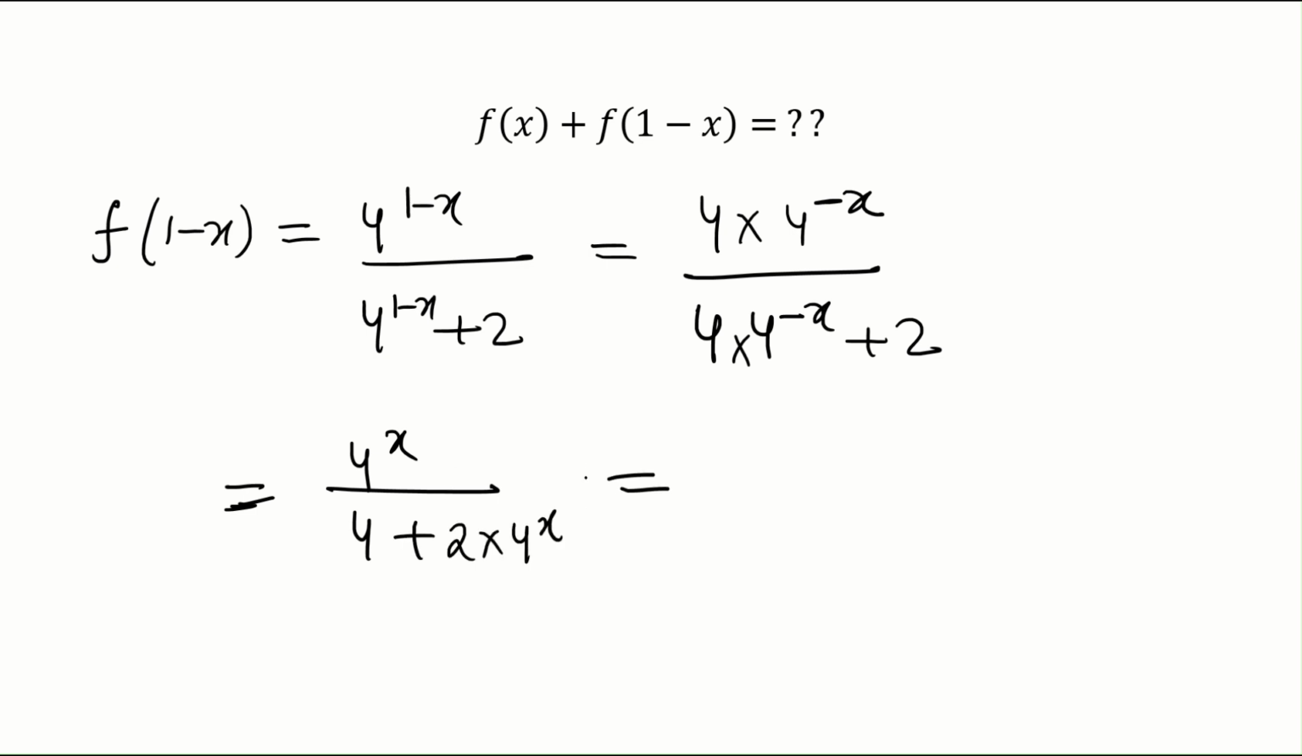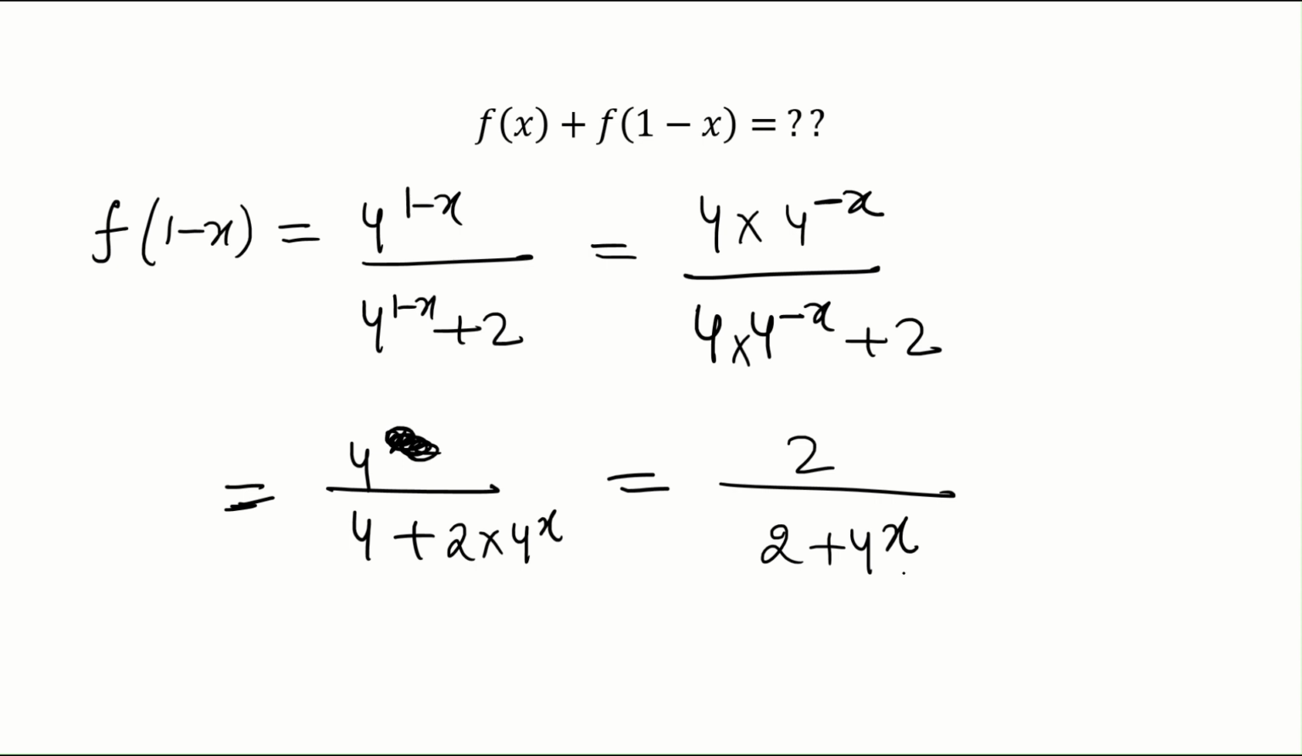Maybe we can simplify it a little bit more. The numerator is going to be simply 4, not 4 raised to the power x. We can cancel out 2 from both numerator and denominator, and we'll get 2 divided by 2 plus 4 raised to the power x.